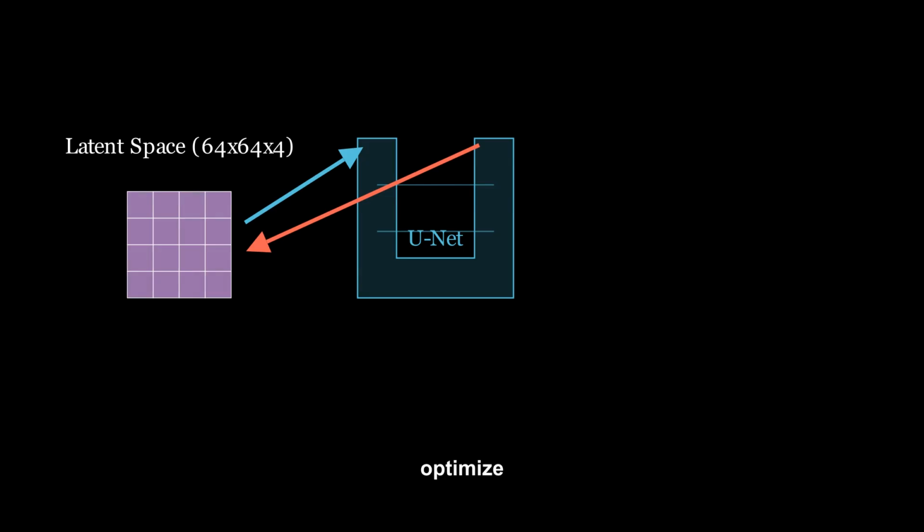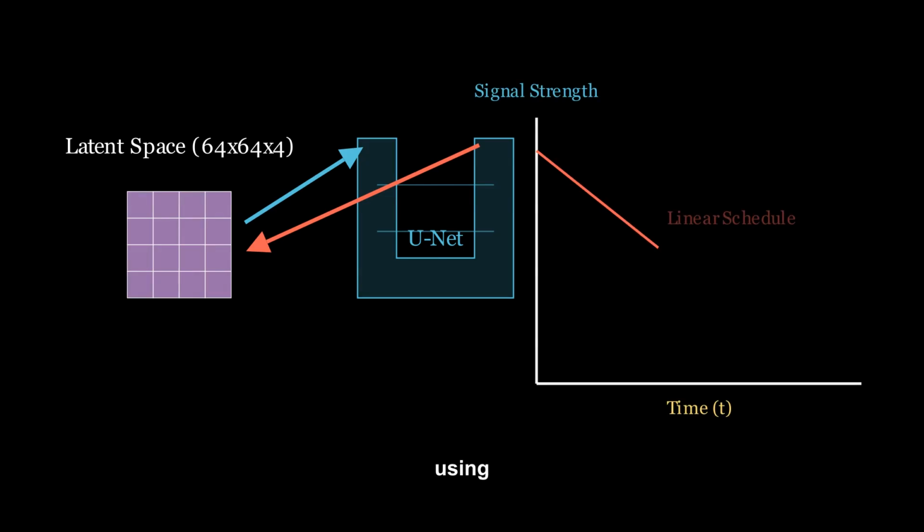Furthermore, researchers optimize how the noise is added using a cosine schedule. Instead of adding noise linearly, which destroys the image too fast, a cosine schedule decays the signal smoothly, preserving structure longer and making the network's job easier.